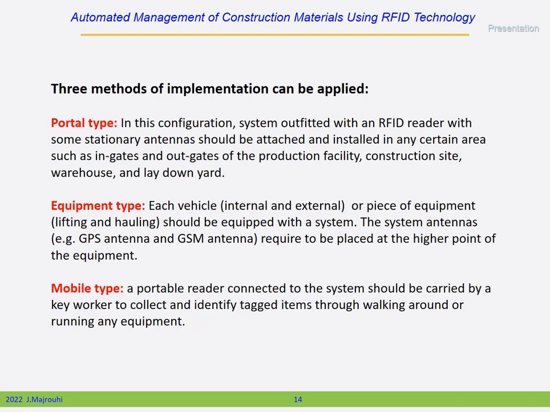The system antennas, such as GPS antenna and GSM antenna, need to be placed at the higher point of the equipment. And third, the mobile type, in which a portable reader connected to the system should be carried by a key worker to collect and identify tagged items by walking around or running any equipment.